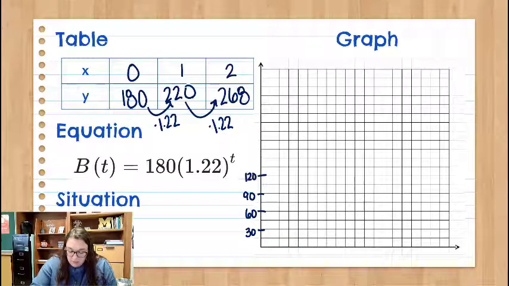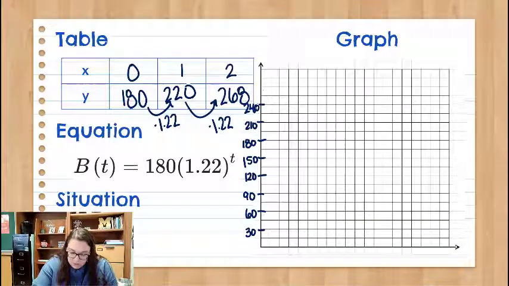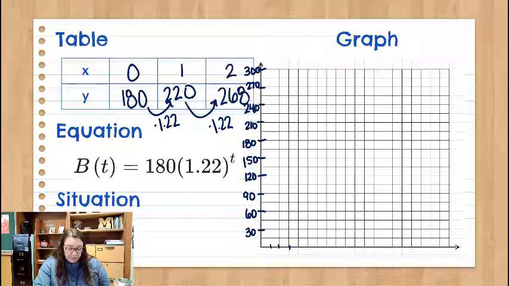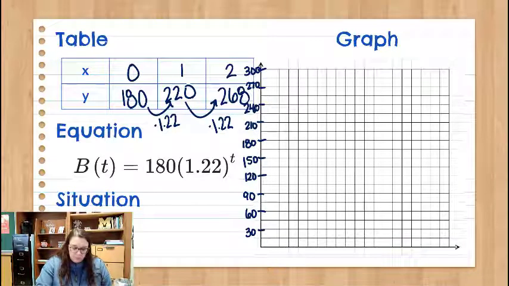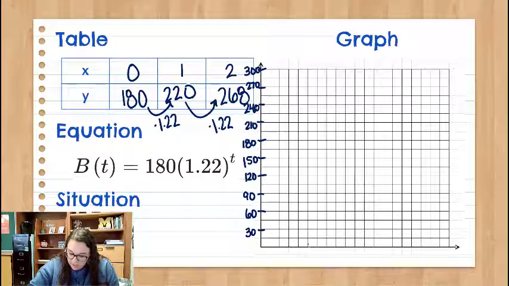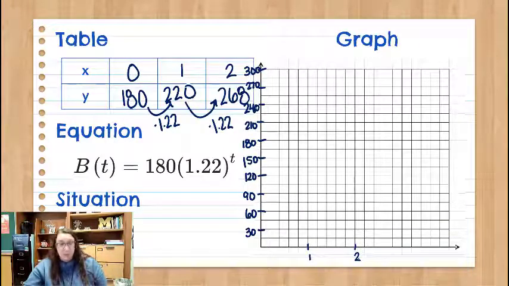So let me fill in the rest of those. 150, 180, 210, 240, 270, 300. Okay, and then for my x-axis, I'm just counting by ones, but if I use 1, 2, and 3, it's going to be really crammed. I'm thinking I could spread it out a little bit on the bottom, and maybe I'll skip 5 spaces. 1, 2, 3, 4, 5. That'll be my 1. 1, 2, 3, 4, 5. That'll be my 2. Okay, I'm ready.